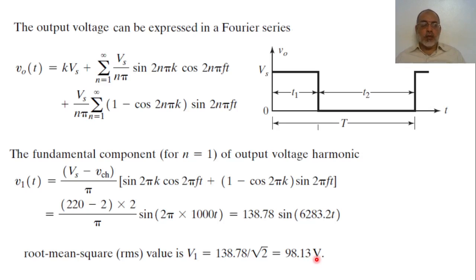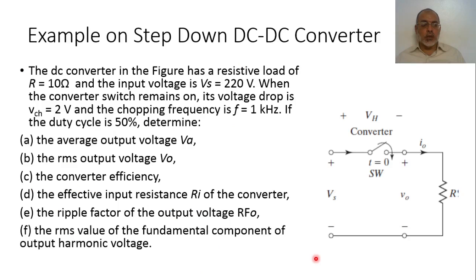By this, we have completed all the requirements: the average output voltage, the root mean square voltage, the converter efficiency, the effective input resistance, the ripple factor of the output voltage, and finally, the root mean square voltage of the fundamental component.